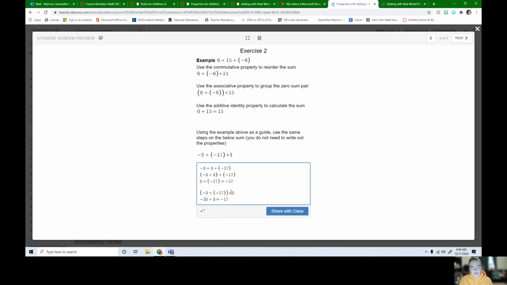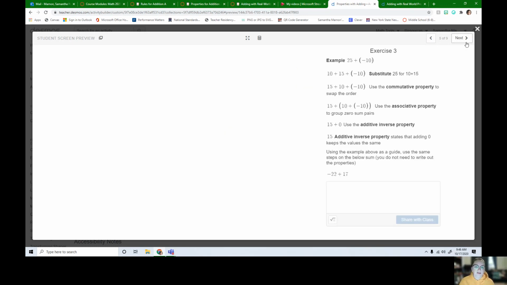So whichever way you did it is perfectly fine, but those are the 2 kind of light bulb moments you might have seen in doing this. When you're done with either one of these, you don't have to type both, hit share with class. On to the next exercise.